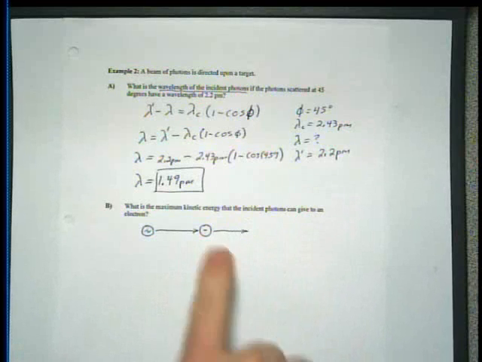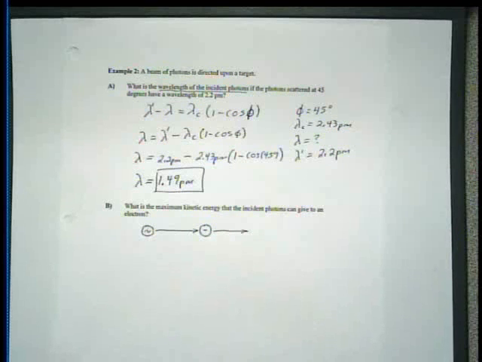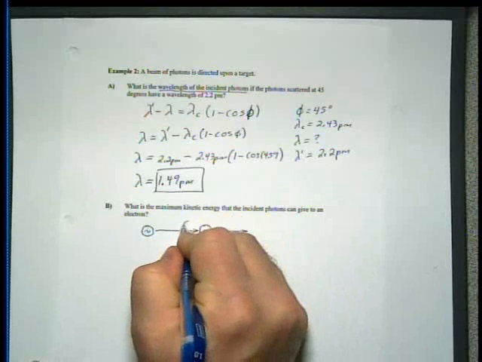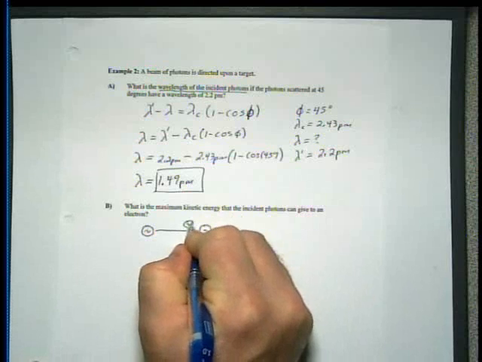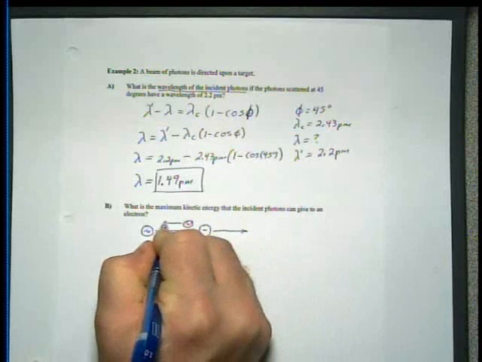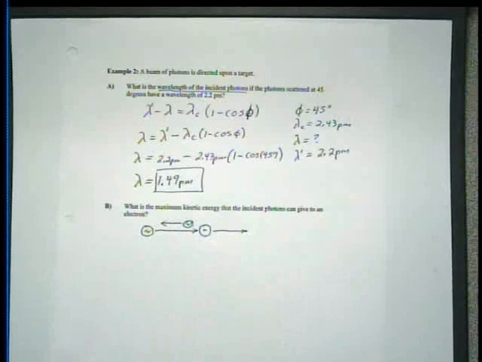So if he goes this way, this photon, which I'll call prime, is going to go that way. So maximum energy occurs when you have 180 degree scattering.